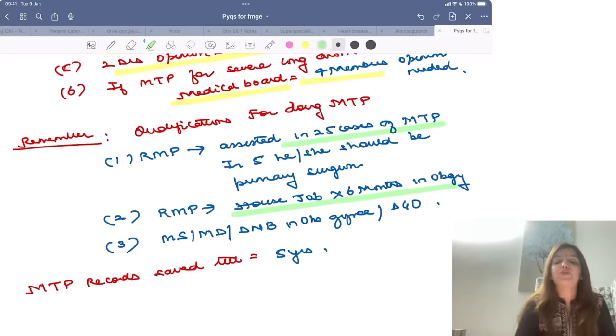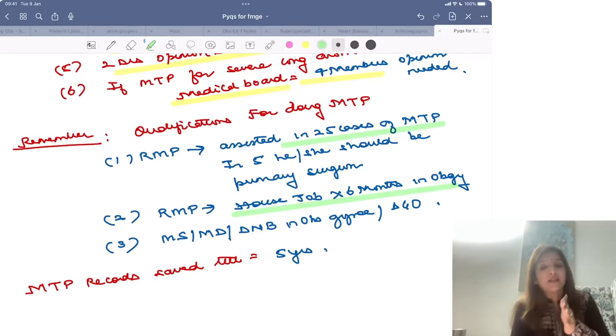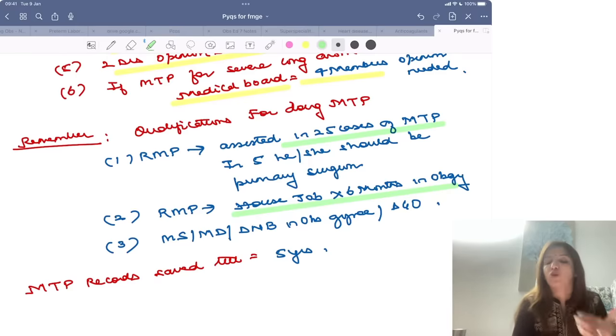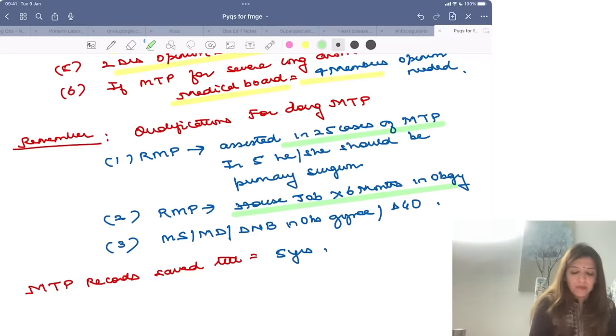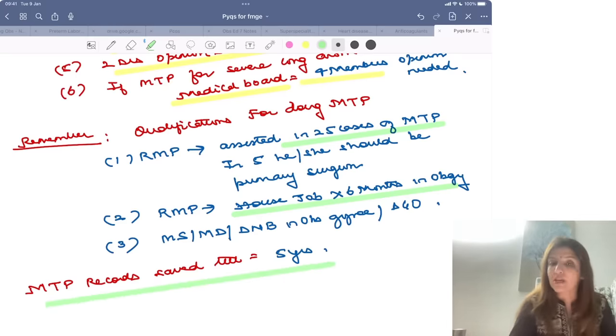Or any MBBS person who has either MS in OBGY or MD in OBGY or DNB in OBGY or a DGO. So if there is a diploma or a degree of obs and gyne, then these 3 categories of doctors are eligible to do MTP. All MTP records, for how long you should save them? You should save them for 5 years.